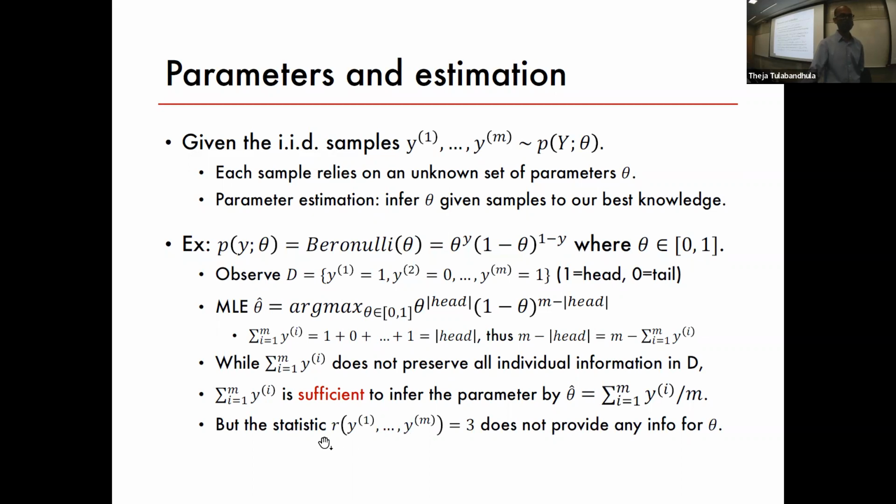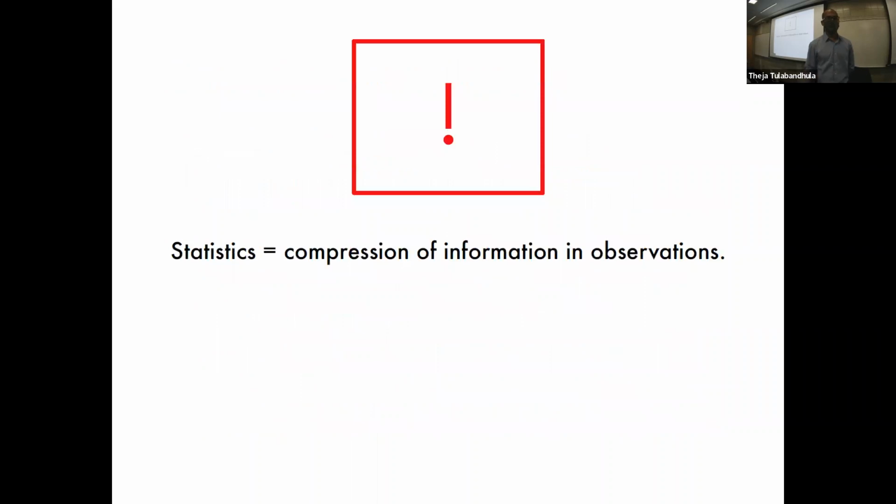And just to contrast with the other statistic we saw in the previous slide, this statistic is of course not at all useful in providing any information about theta. But this sum statistic is sufficient to infer the parameter theta. Sufficient in the sense that you don't need anything else; you just need that. So the word sufficient was bold-faced, colored red, because we're going to talk about it in the next slide as well.